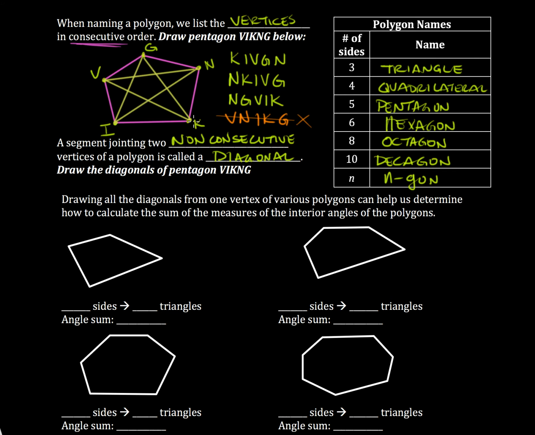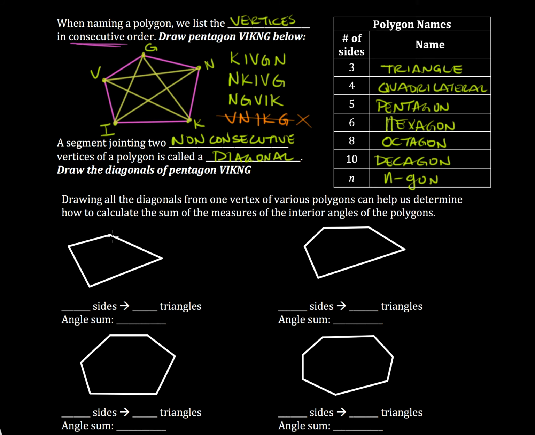But that would be all the diagonals, right? K is connected to the two non-consecutive vertices G and V, and so on and so forth as I go around that pentagon. So the diagonals of a polygon can give us an interesting idea about what the sums of the measures of the angles of polygons come out to be.